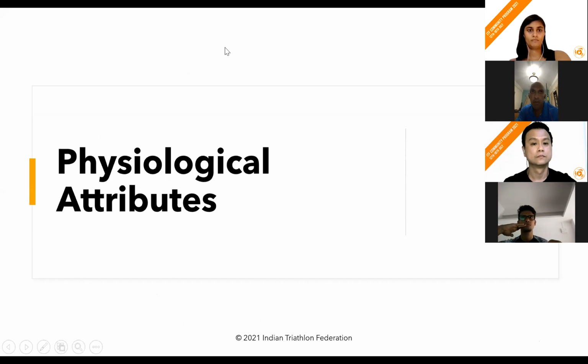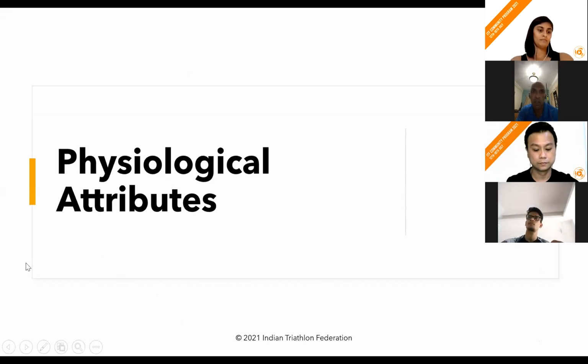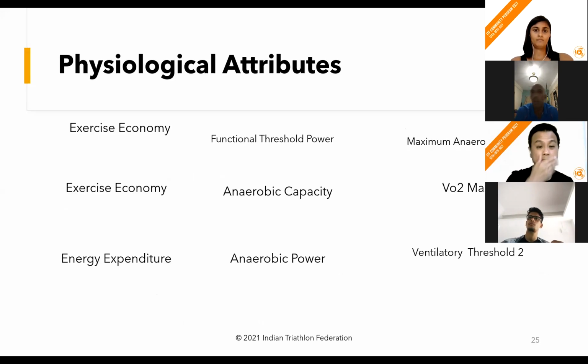So next, we'll talk about the physiological attributes, and I think most people here in this room will know these, or at least some of these. Your basic smart watches, your coaches, any reading you do will talk about the exercise economy. They will talk about the energy expenditure. Obviously, functional threshold power is critical on the bike. Anaerobic capacity, again, on the swim and the run, easiest way to measure. Anaerobic power, another great test.